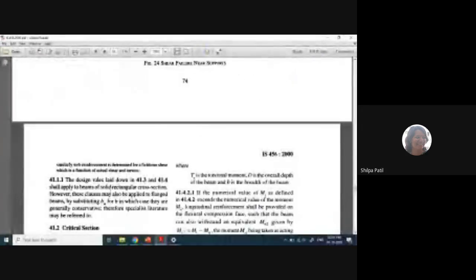Similarly, web reinforcement, that is your stirrups, is determined for a fictitious shear, which is a function of actual shear and torsion. So whatever I have explained is as per this statement. We calculate the equivalent bending moment, which has the effect of both bending moment and torsion moment, and we calculate the equivalent shear force, which has the effect of both actual shear and torsion.